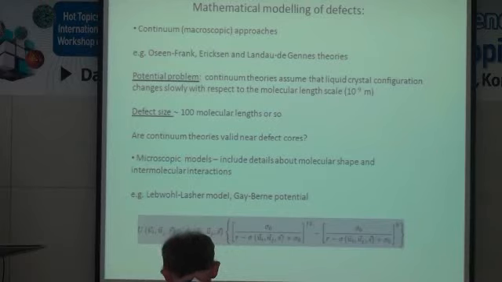A second approach, which is very popular in the computational chemistry discipline, is to simulate very detailed intermolecular interaction potentials, which contain potentially very detailed information about the molecular shape or the nature of the intermolecular interactions. But the drawback is that even though these potentials might be very accurate, they're computationally very expensive. So it's not really viable to try and use these potentials to simulate defects in a macro-scale system.